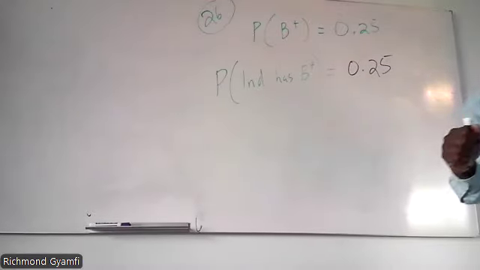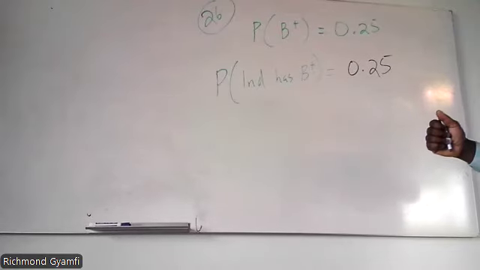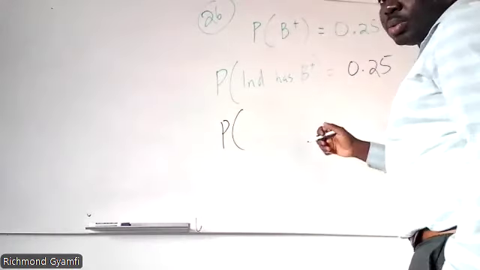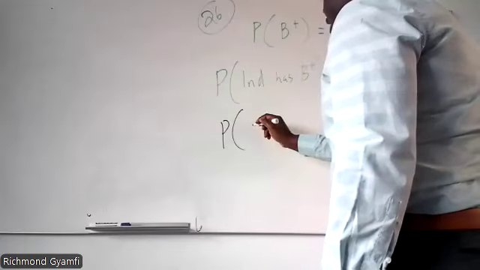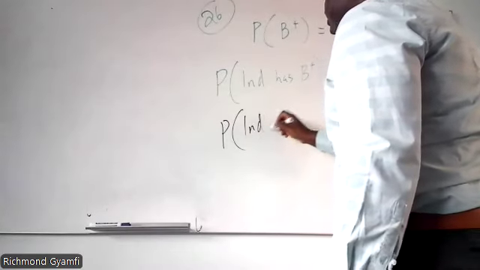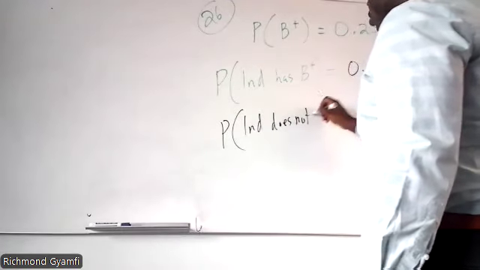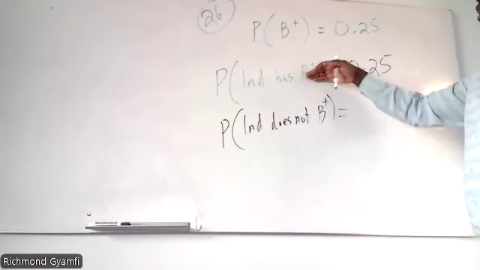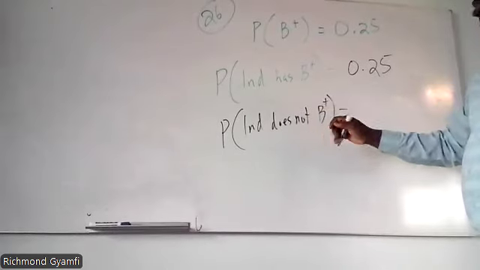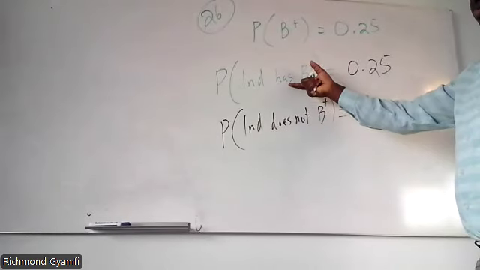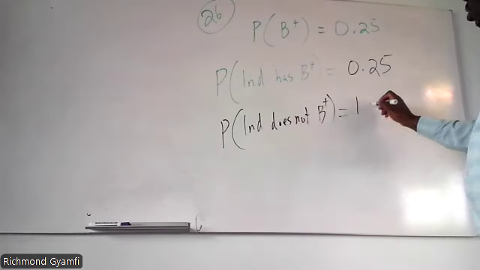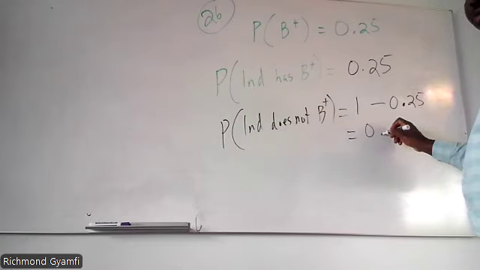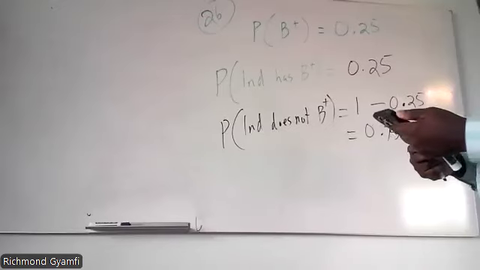Then part B says, what is the probability that a single individual does not have type B plus blood? The probability that the individual does not have B plus. Now, because these 2 are opposite, we say that this is a complement of that. It's the opposite of that. So this is going to be 1 minus 0.25, which is 75%.